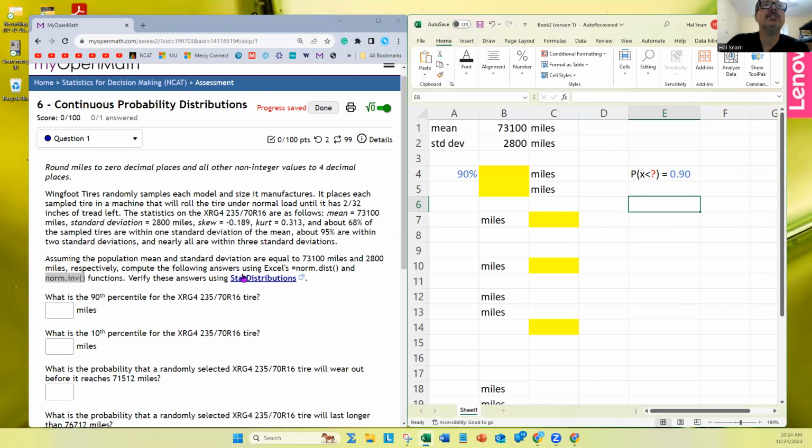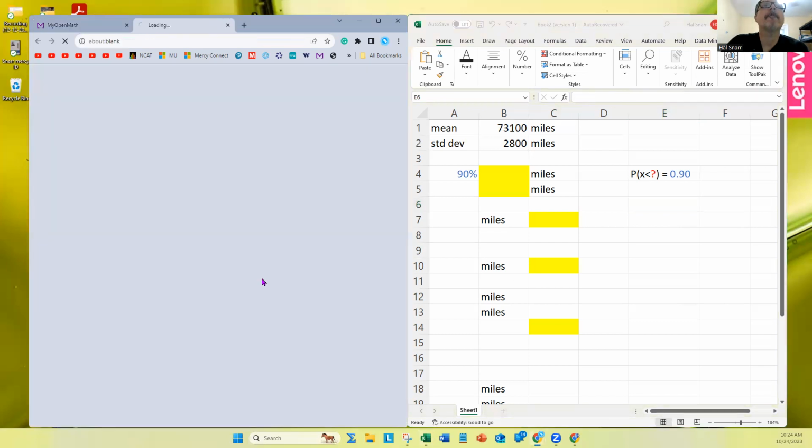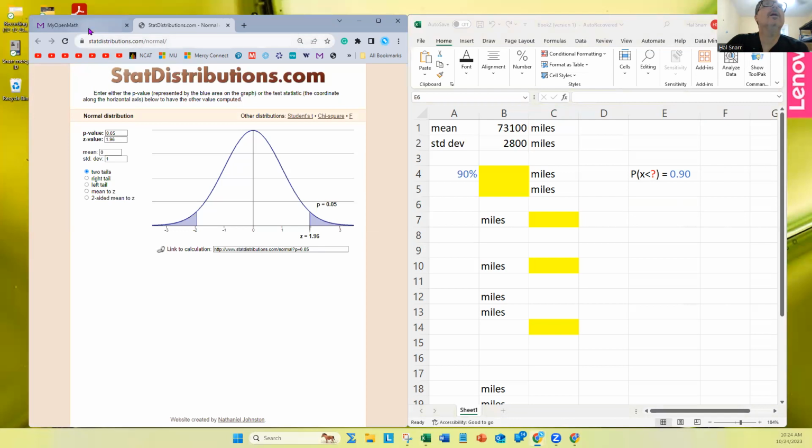If I open up the stats distributions calculator, the way you set up the 90th percentile is you want the left tail of the distribution. And you can set this to 0.90. Okay. So for a standard normal variable with a mean of 0 and a standard deviation of 1, 90% of the observations are going to be less than 1.282.